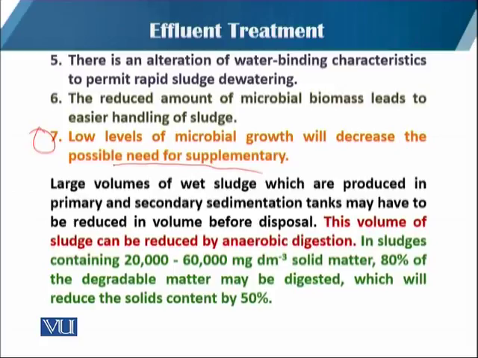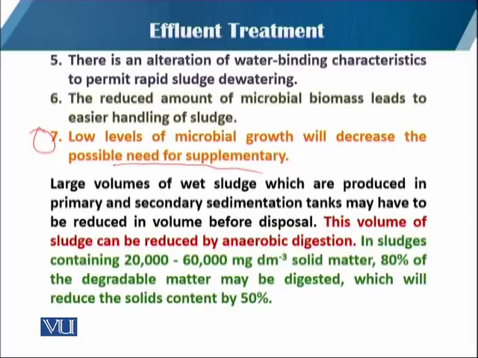So as concerned, the large volumes of wet sludge which are produced in primary and secondary sedimentation tanks may have to be reduced in volume before disposal. The volume of the sludge can be reduced by anaerobic digestion. So in sludge containing 20,000 to 60,000 milligram per liter solid matter, 80% of the degradable matter may be digested, which will reduce the solid content by 50%.